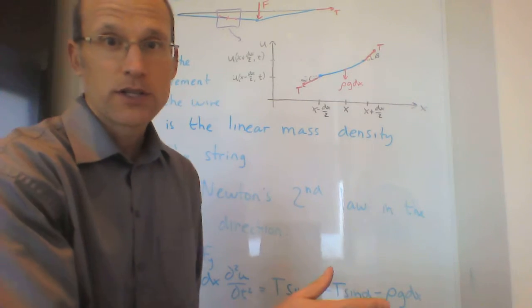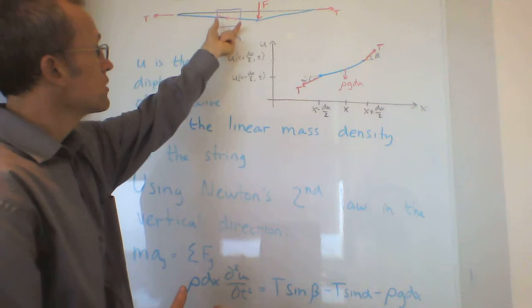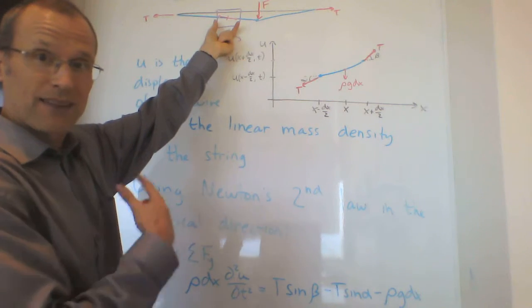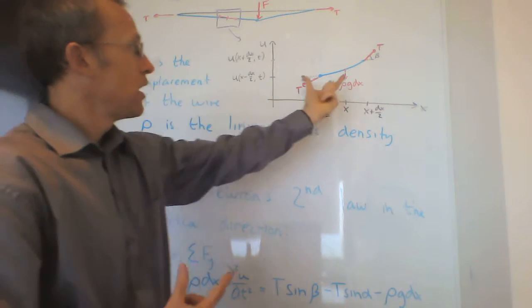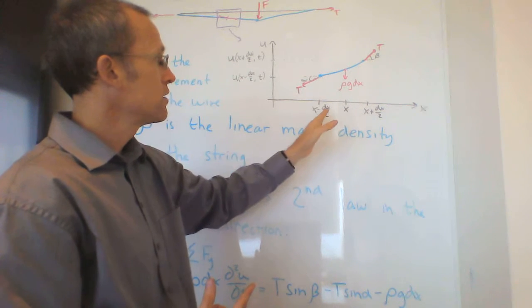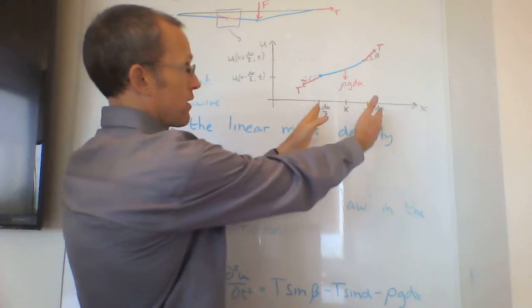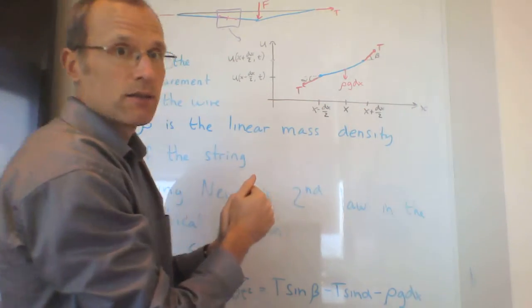So now what we want to do with the string is look at a small point of it. So I want to look at this point right here, basically this tiny little piece of the string, length dx, so total length of dx. I redrew it down here. So I have a length from center of x, from x minus dx over 2 to x plus dx over 2, so entire length there of the string is dx.